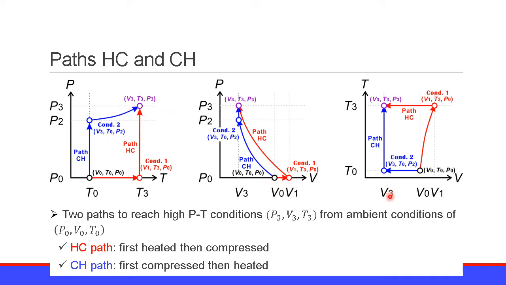In this diagram, we first decrease volume V0 to V3 at constant T0, and we increase temperature T0 to T3 at constant volume V3. From the increase of temperature from T0 to T3, pressure increases from P2 to P3.